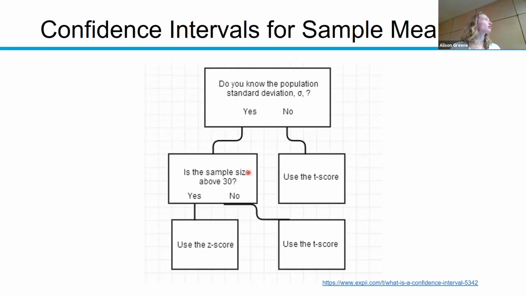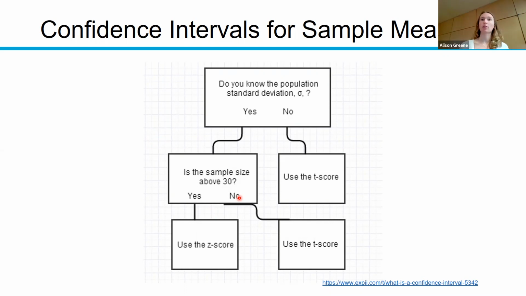Okay, so say you set out to calculate a two-sided confidence interval for the mean. You might want to begin by asking yourself these questions. Do you know the population standard deviation? This means, do you know what the variability level is in the true full population or not? If you don't, you're going to use a t-score instead of a z-score. If you do, and your sample size is above 30 or reasonably large, you're going to use a z-score. If it's too small, you're again going to use a t-score.